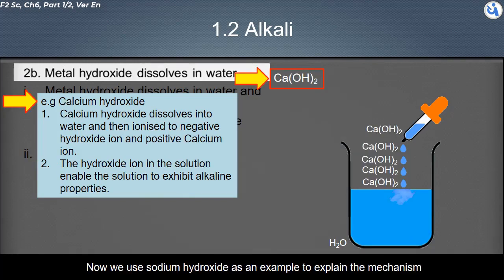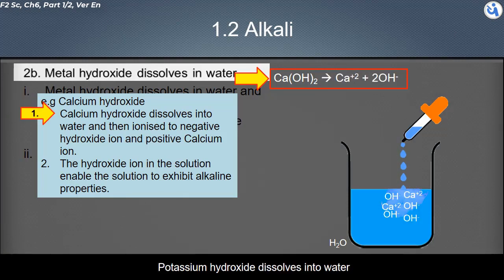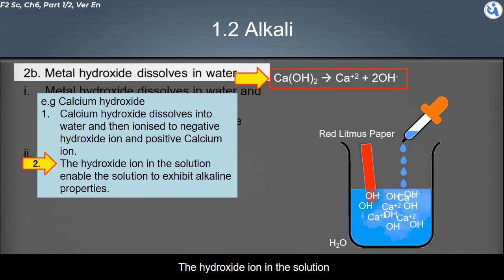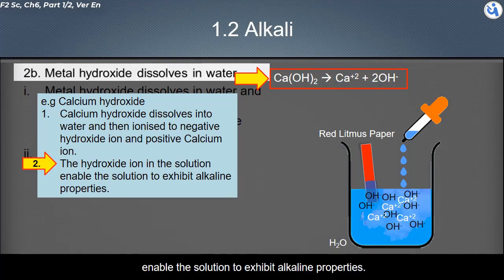Now, we use sodium hydroxide as an example to explain the mechanism. Sodium hydroxide dissolves into water, and then is ionized to be negative hydroxide ion and positive sodium ion. The hydroxide ion in the solution enables the solution to exhibit alkaline properties.